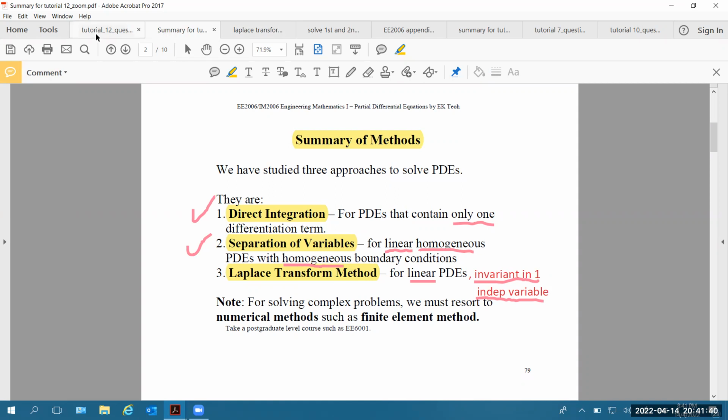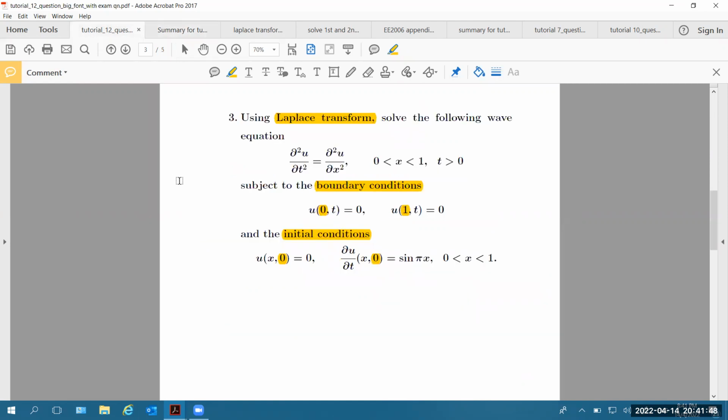Now, if we go back to our question, we see whether it is linear, and whether it is invariant in one independent variable. So let's see. Is this thing linear? Now, class, is this linear? Is it linear?